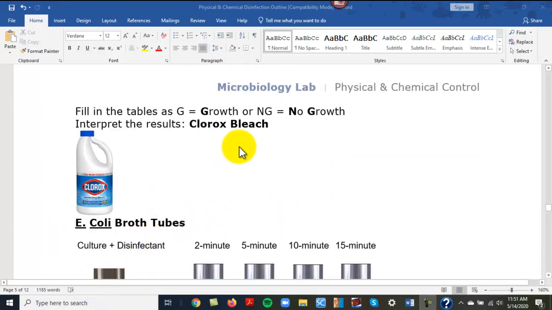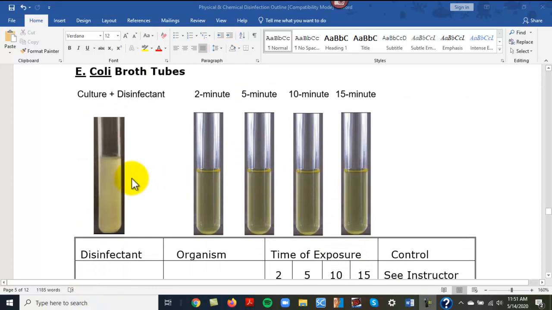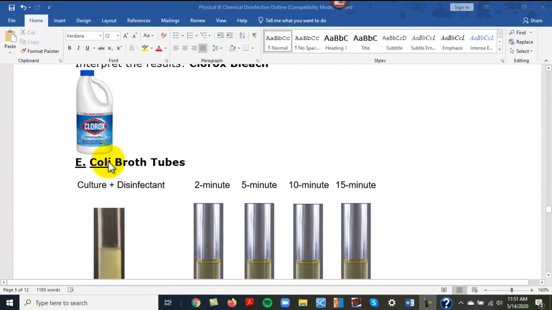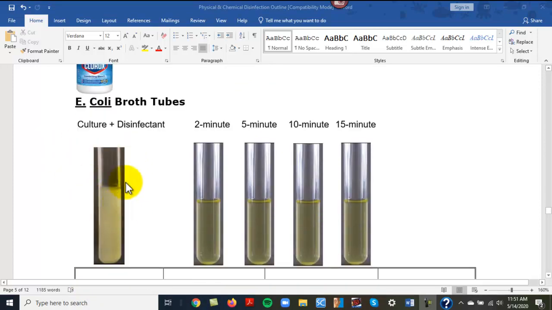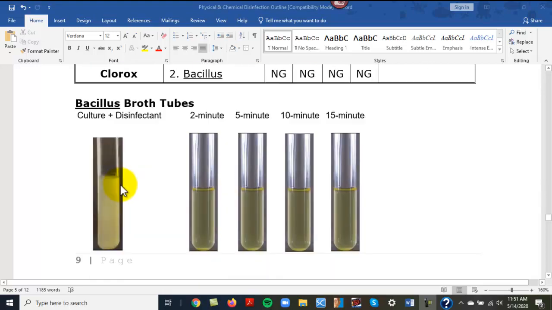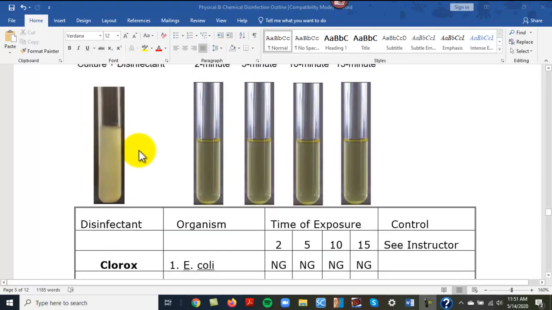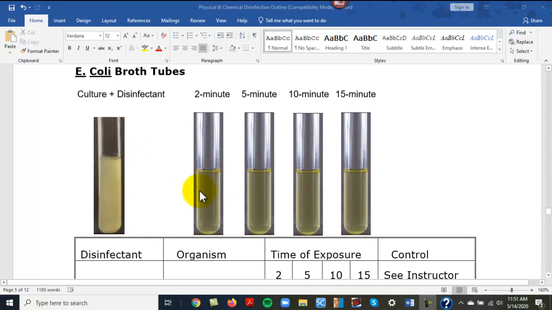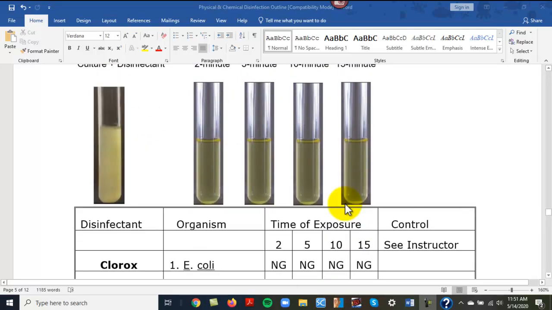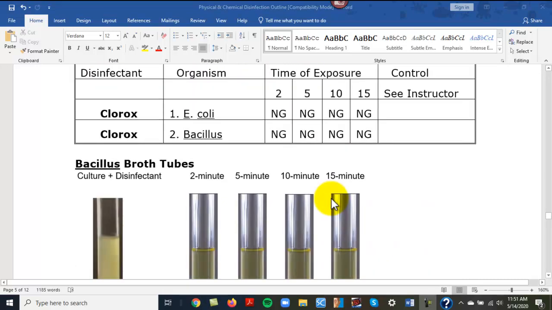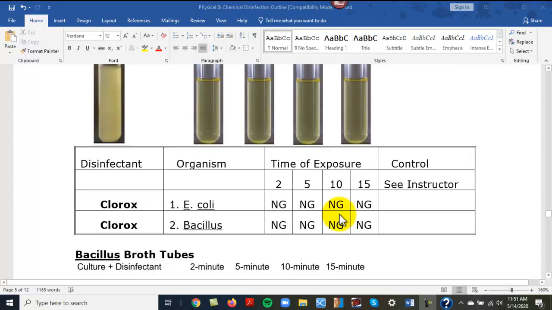Clorox, another common result. So basically you would add your detergent to your culture. That's what that is. See the growth in there. Here's what Clorox does. See these 4 clear tubes? This is the E. coli ones. And then here's the bacillus. And that's a pretty common result.